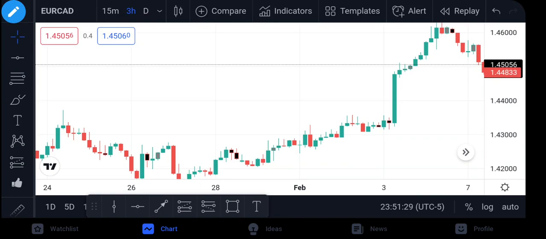What is the best strategy to use to pass an FTMO challenge?